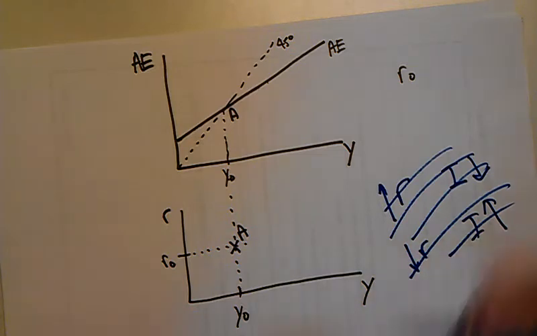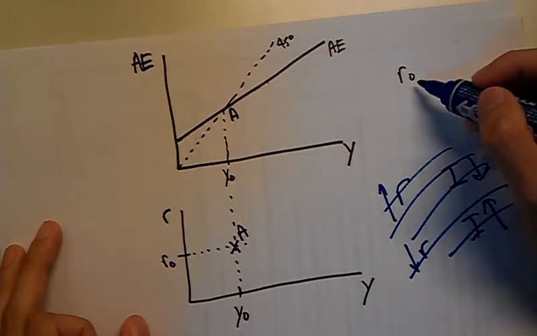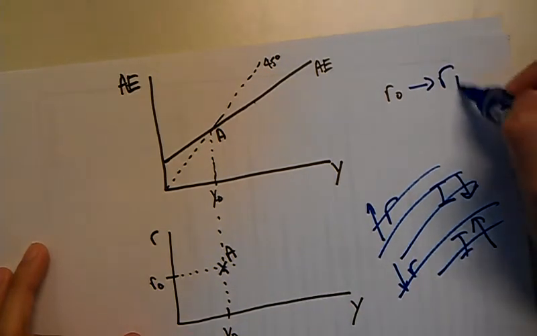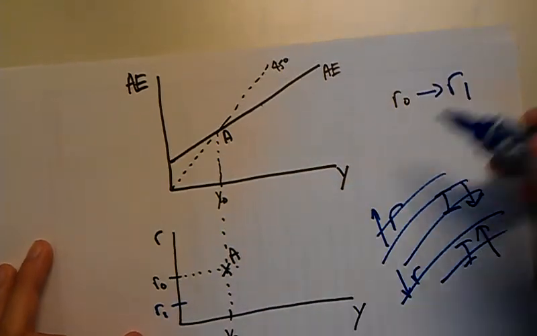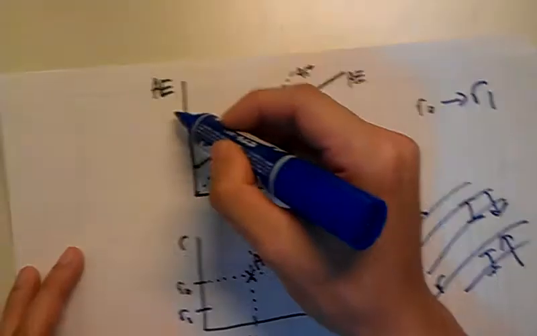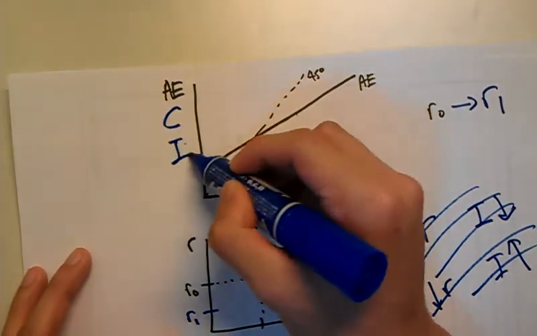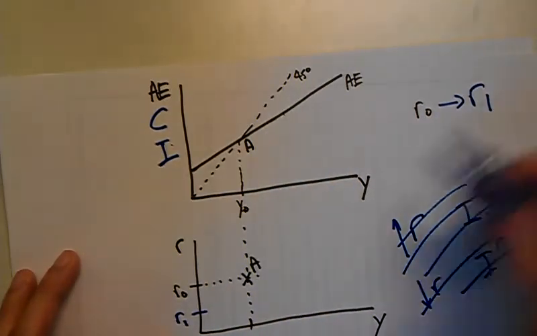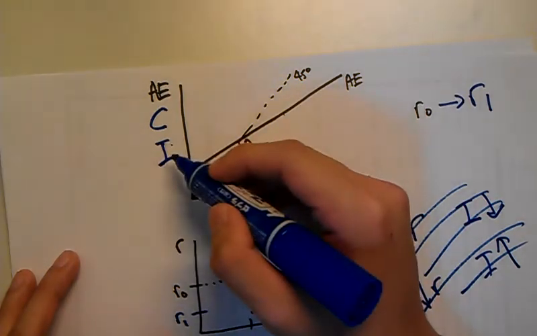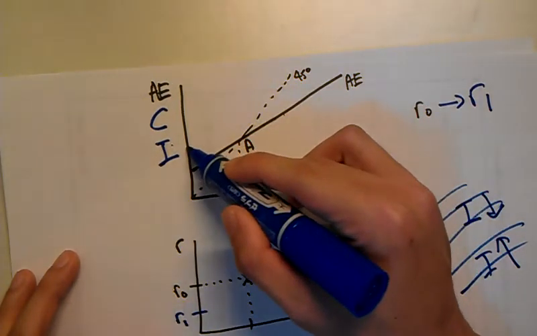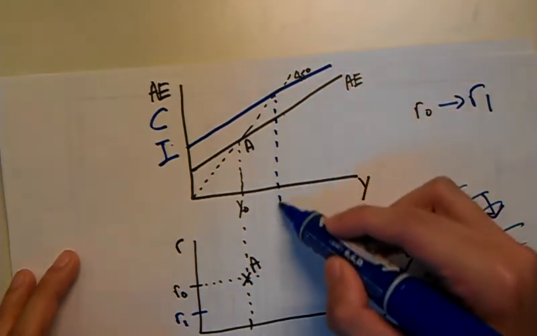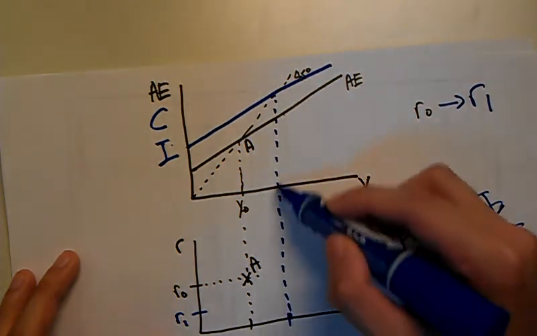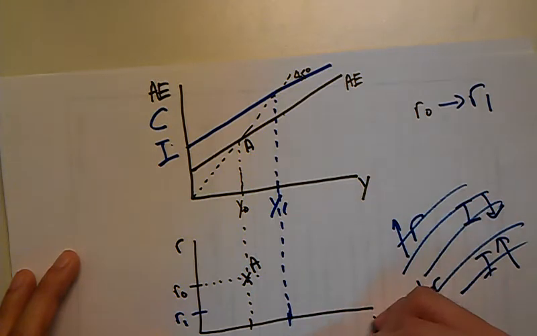Sorry. So now assuming that interest rates have fallen from R0 to R1. We know that the AE equation is made out of consumption and investment. There's no government. Interest rate has fallen, so investment will go up. This will shift the whole AE upwards. We have a new intersection over here, Y1.